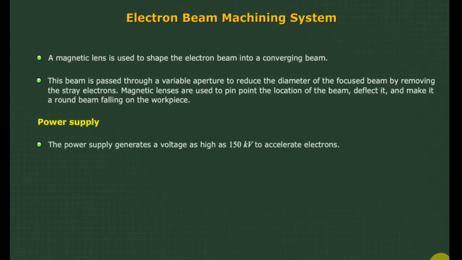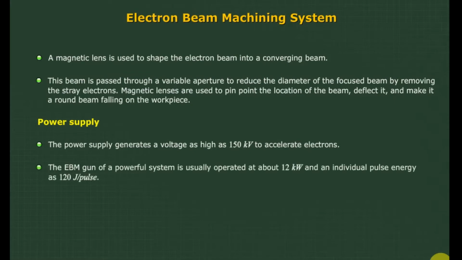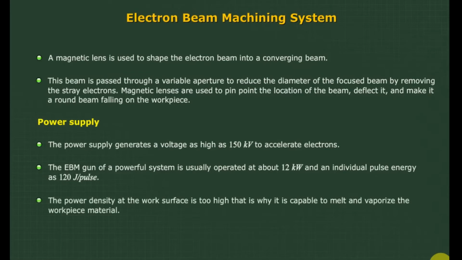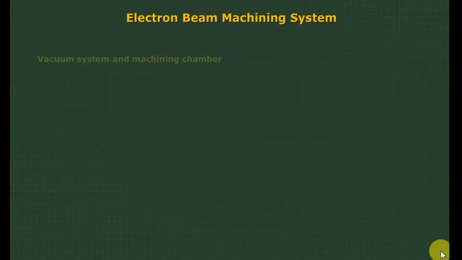2. Power supply. The power supply generates a voltage as high as 150 kilovolts to accelerate electrons. The EBM gun of a powerful system is usually operated at about 12 kilowatts and an individual pulse energy as high as 120 joules per pulse. The power density at the work surface is very high. That is why it is capable of melting and vaporizing the workpiece material. Thus, material removal in EBM is basically due to vaporization.